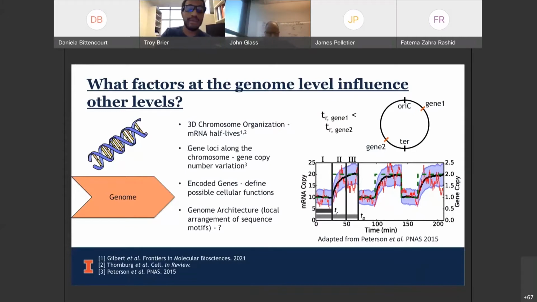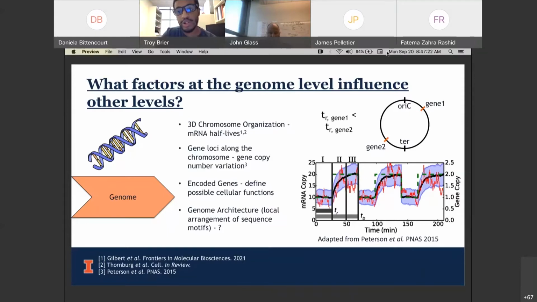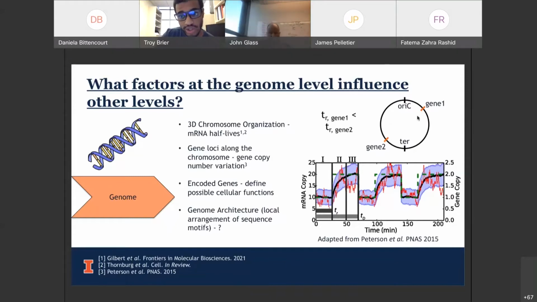The other one that our group has also looked into is the gene loci along the chromosome. Throughout the cell cycle, your gene copy number will vary. What that results in, if you look at this graph on the right, is that as your gene copy number varies, your mRNA copy number also varies, going from a low state to a high state. That's based on the fact that if you have two genes present, they both can be transcribing messenger RNA versus a single gene. Entering that state is based on your time of replication for that gene, and that is directly related to where the gene is on the circular chromosome.